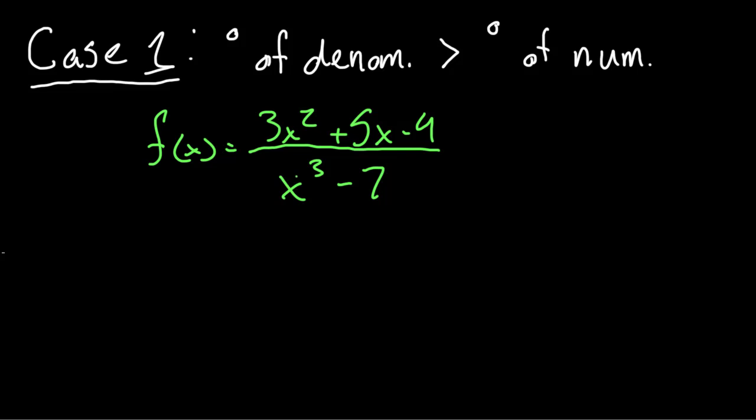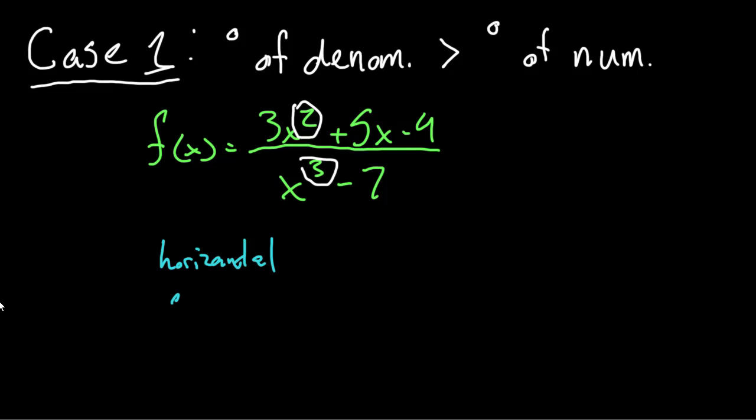Okay, so as we could see, the highest degree in our numerator is 2, and the highest degree in our denominator is 3. Therefore, the degree of the denominator is greater than the degree of our numerator. All right, so we've reached case 1. Now, what does this mean? Well, it means that we are going to have a horizontal asymptote.